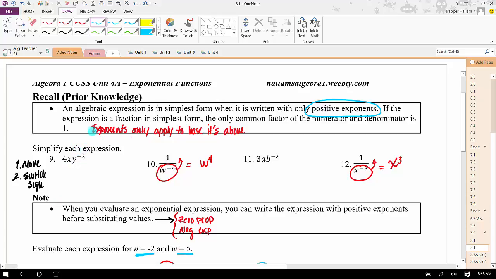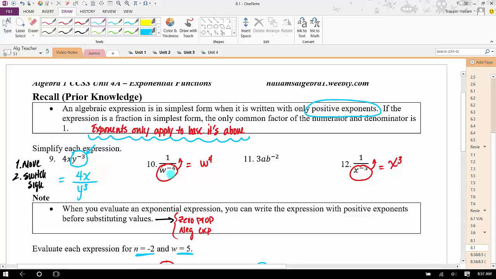Now this brings us to this point here. Exponents only apply to the base that it's directly above. So in this case, the only thing that's affected by this negative exponent, because remember negative exponents are telling us to move its position, is the y. The 4 and the x will stay where they're at. So this ends up looking like 4x stays in the numerator, the y and the cube go to the denominator, and then we change its sign. So it becomes a positive 3. And that's how that goes.